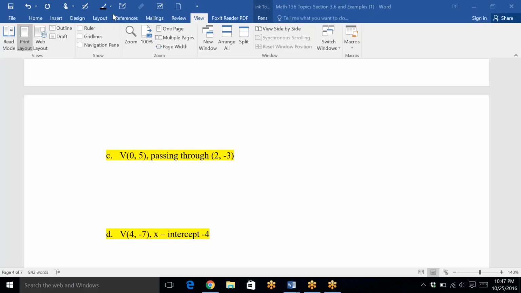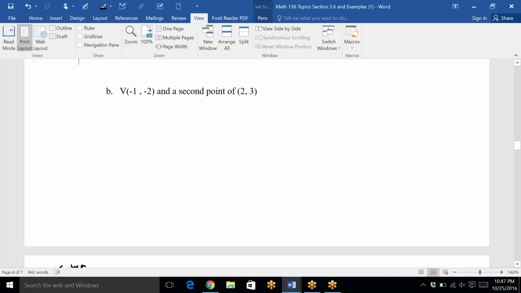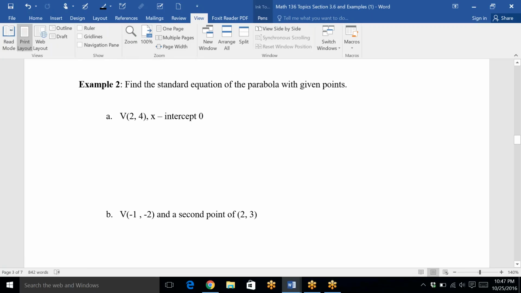Okay, this is the 3.6 extra examples from class on your notes. Let's look at the directions for this C and D that we didn't do. It says to find the standard equation of the parabola with the given points.